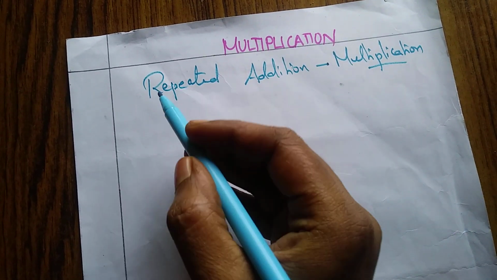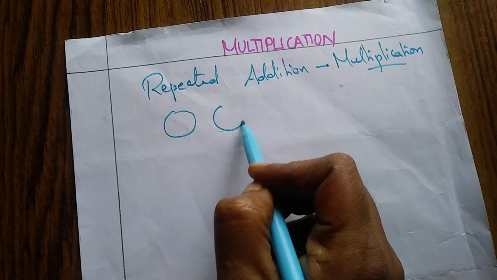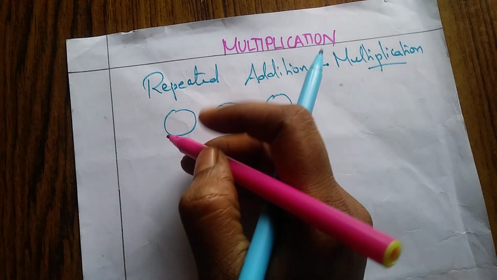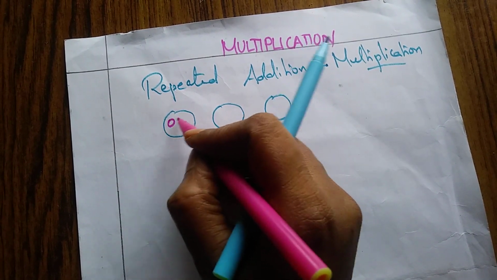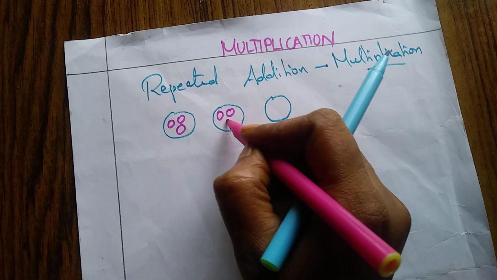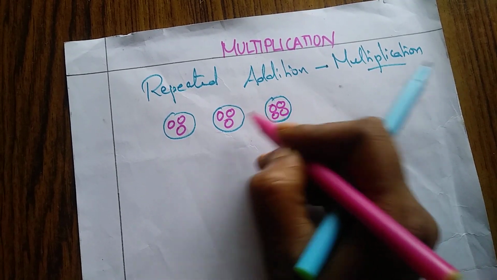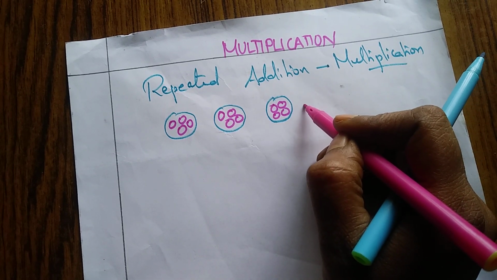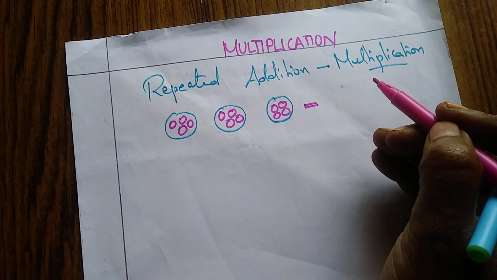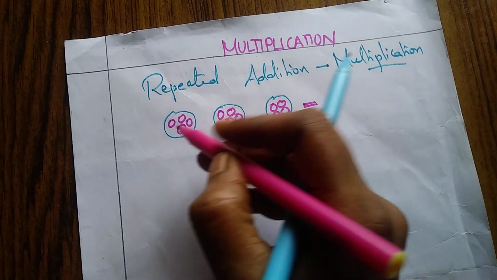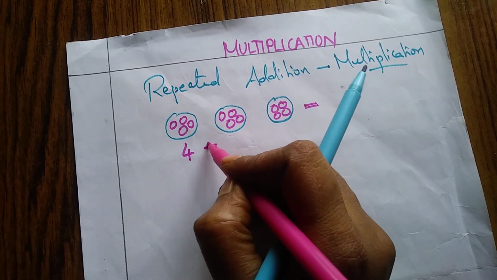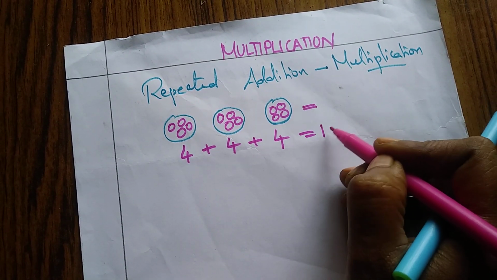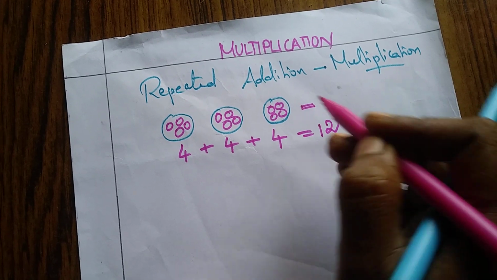For example, there are about three groups, and in each group there are how many students? Let us take four students. If I ask you the total number of students, what are you going to do? We are just going to add 4 plus 4 plus 4. You will say 4 plus 4 is 8, 8 plus 4 is 12.